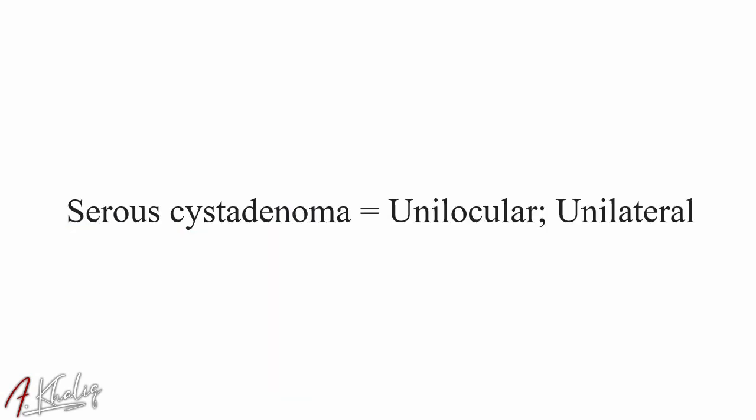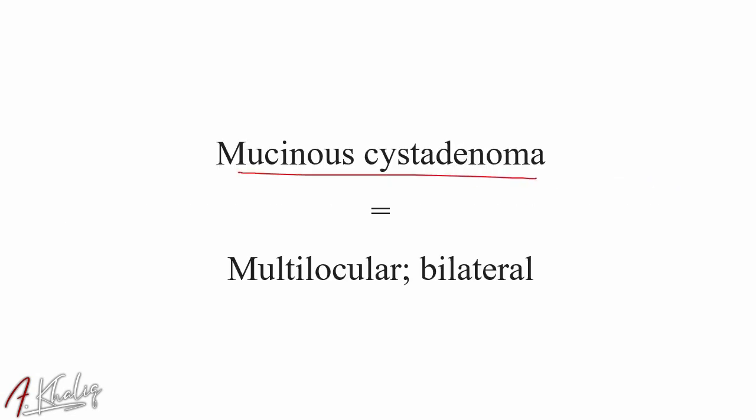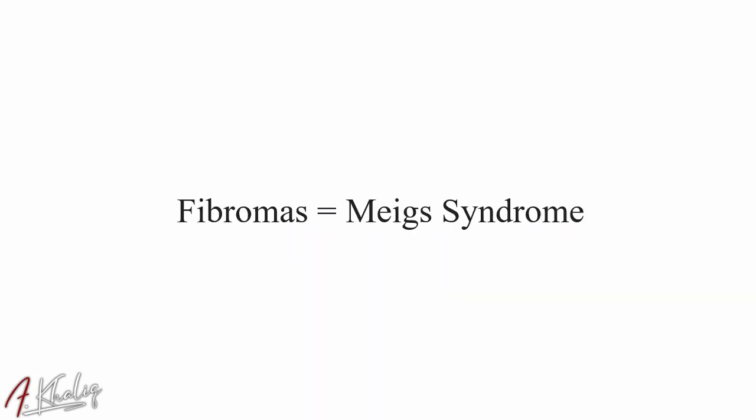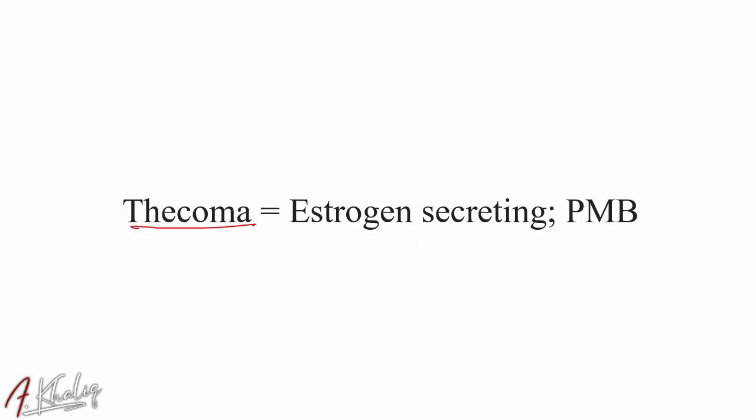Serous cystadenomas are unilocular and unilateral, while the mucinous cystadenomas are multilocular and bilateral. Brenner tumors are the estrogen secreting tumors. They are made up of urothelium, while the fibromas are associated with the Meigs syndrome. It means you get the fluid in the pleural space and other compartments of the body. Thecomas are going to secrete the estrogen and they are associated with the postmenopausal bleed.